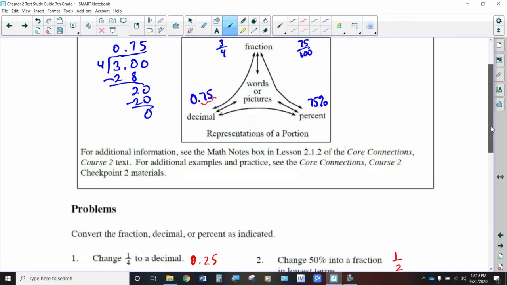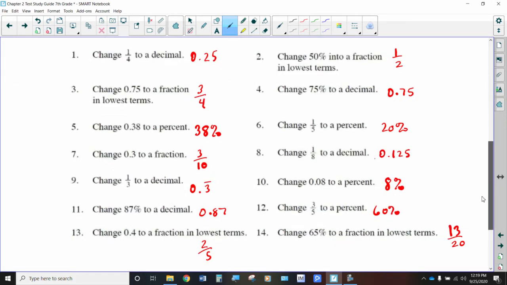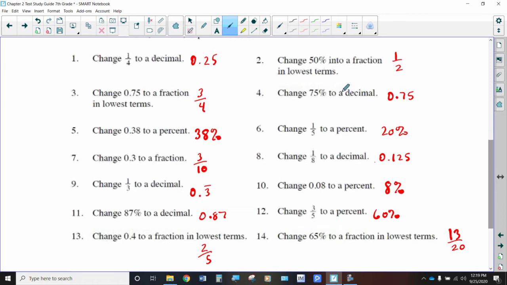So let's take a look at the answers. I'm not going to work out every single one of these. I'll just choose a few. Here's the 75 hundredths in decimal form, which becomes the fraction. Here is the percent, which would become the decimal. So 3/4, 75 hundredths, 75%. They're all equivalent to each other.